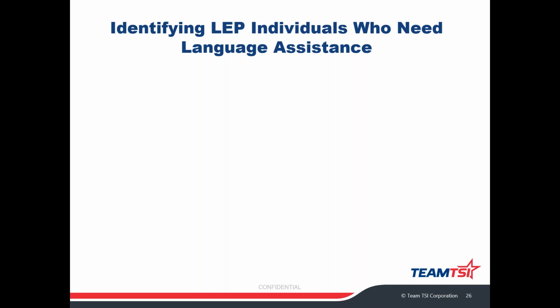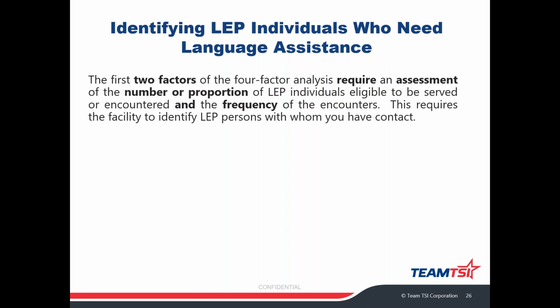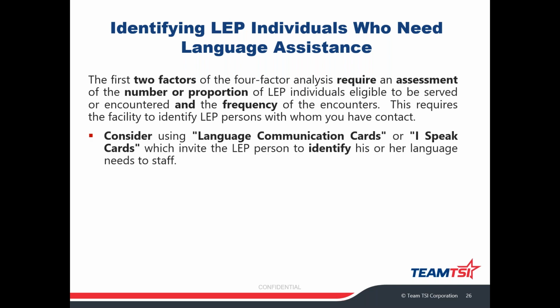So now that we have determined all of these other things, how do we identify LEP individuals who need language assistance? The first 2 factors of the 4-factor analysis require an assessment of the number or proportion and the frequency. This requires the facility to identify persons with whom you have contact. So here are some of the things that we can look at.